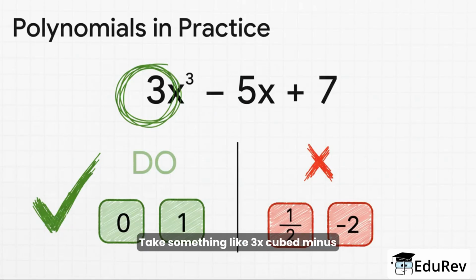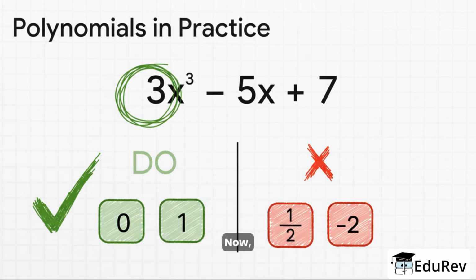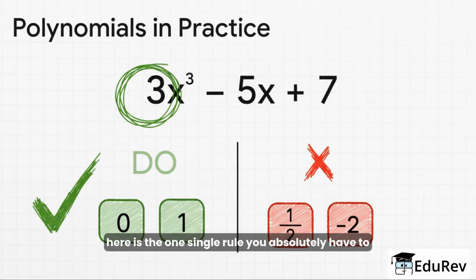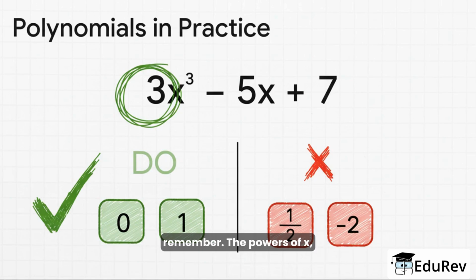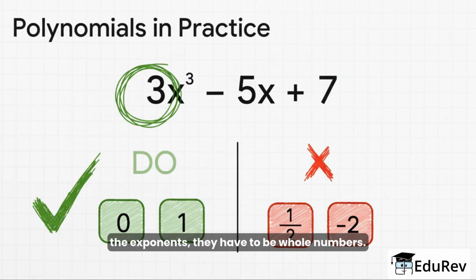Take something like 3x cubed minus 5x plus 7. See? That's a polynomial. Now, here is the one single rule you absolutely have to remember. The powers of x, the exponents, they have to be whole numbers, and they can't be negative. No fractions, no negatives. Got it?